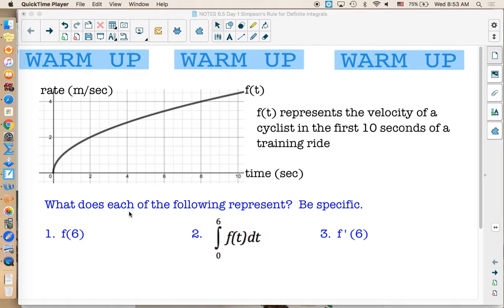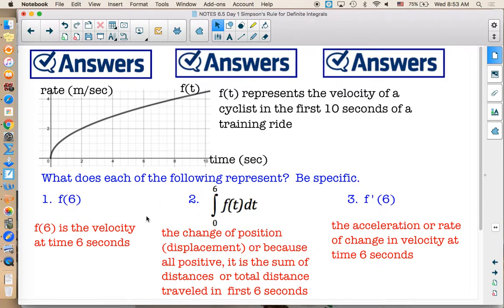If you're back, that's because you have your warm-ups done. And now you're ready to compare. So f of 6, because this is the rate graph, f of 6 then is the velocity at exactly time 6 seconds, or the rate of change, or the speed of the cyclist at time 6 seconds in a forward direction. 2 then would be the displacement.